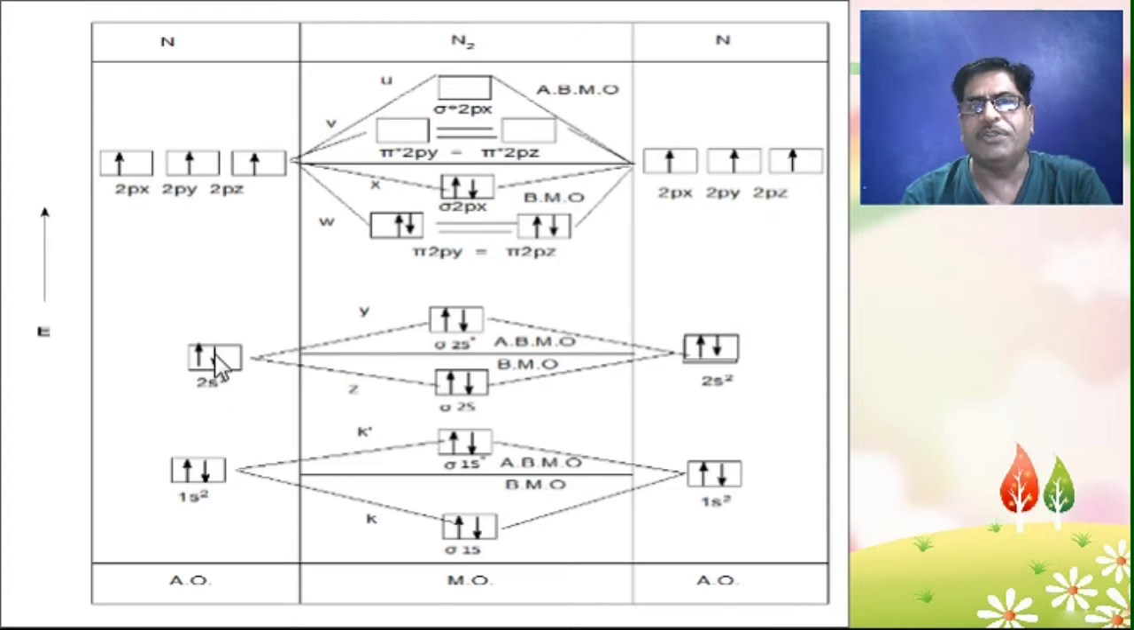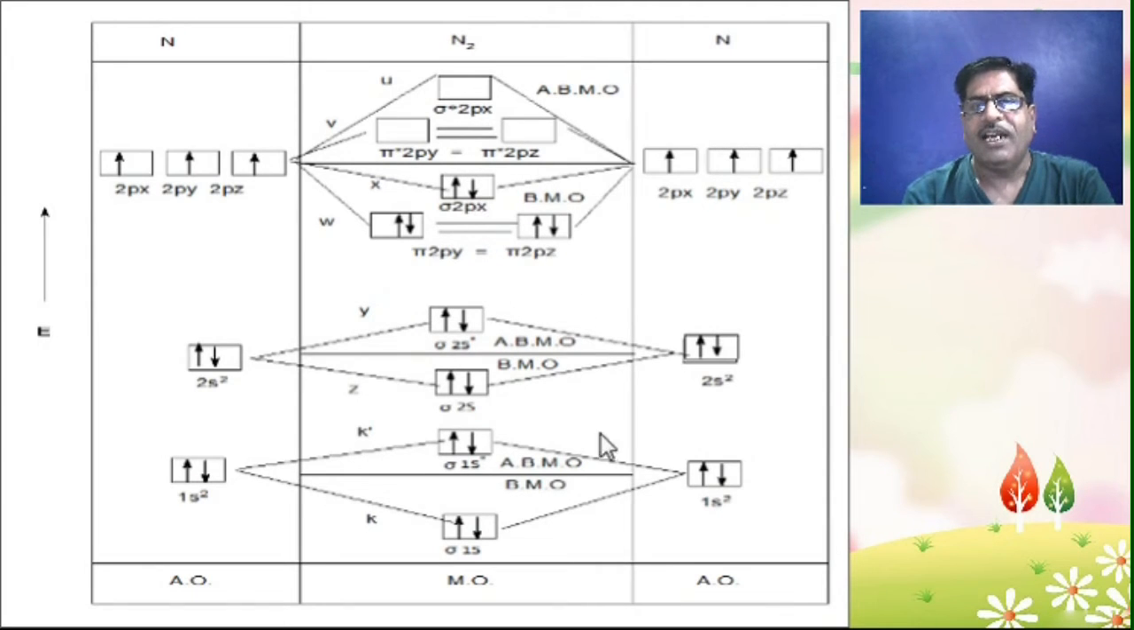Here, nitrogen 1s2, 2s2, 2p3 and 1s2, 2s2, 2p3. A total of 14 electrons are accommodated in this MO diagram. So there are no unpaired electrons in the MO of the N2 molecule. So this is BMO, ABMO, sigma 2px, pi 2py, pi 2pz. The total number of electrons in BMO is 2, 2 plus 4 is 6, 8 and 10.